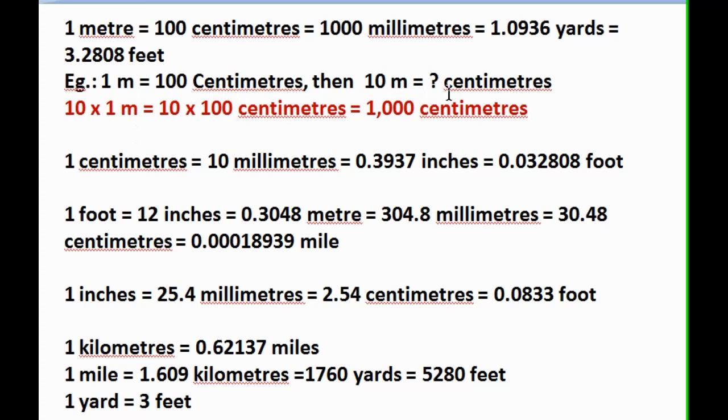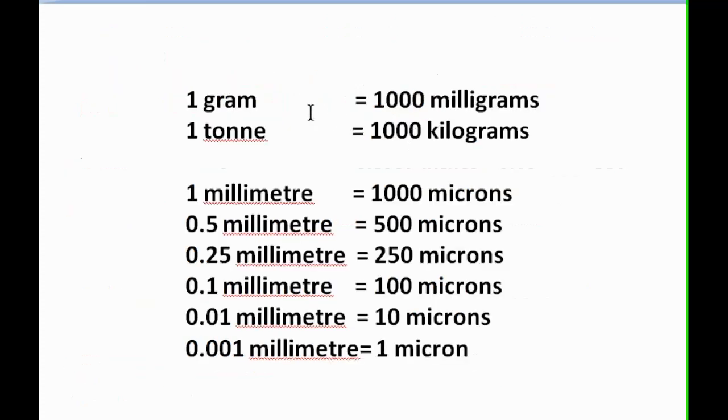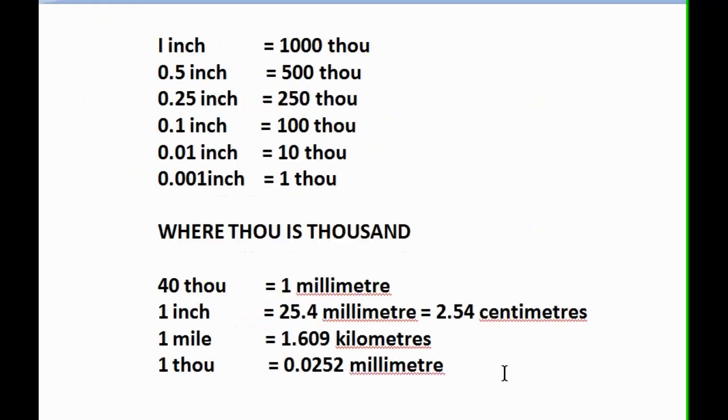So 1 meter is equal to 100 centimeters. Then 10 meters is equal to how many centimeters? Multiply 10 into 1 meter, that is 10 into 100. So the answer is 10 meters is equal to 1000 centimeters. 1 gram is 1000 milligrams, 1 ton is 1000 kilograms. 1 millimeter is equal to 1000 microns. 1 inch is equal to 1000 thou, so 0.5 inch is equal to 500 thou. This thou value is used in the penetrameter, that is the image quality indicator.